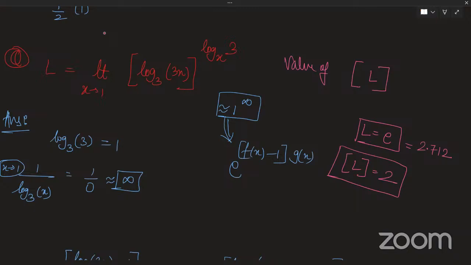Great. Now we have completed L'Hopital's rule. All the questions that were possible to do using L'Hopital's rule we have done, because those were the only ones that were left.